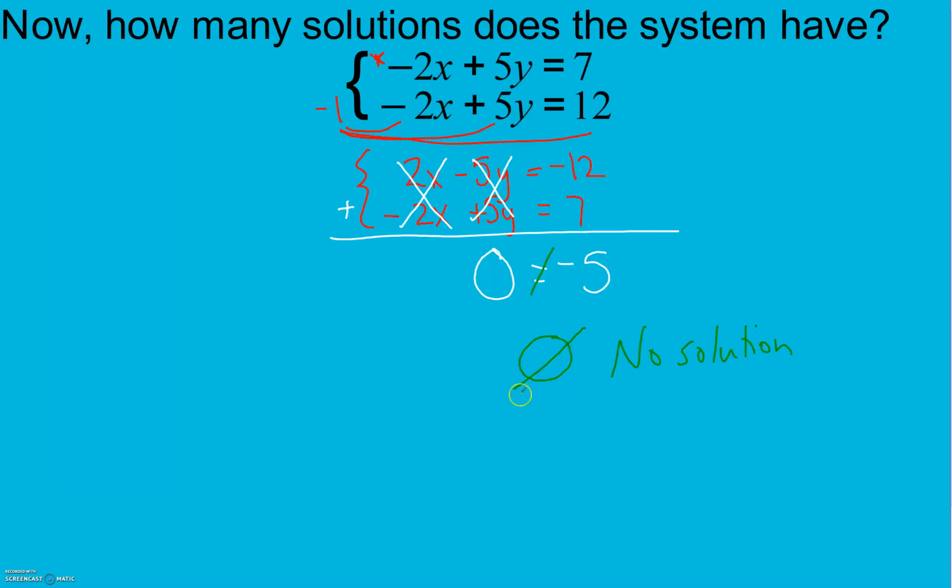Either one of those, this or this, would work as far as your answer goes. Some of you, when you solved this, might have had a positive 5 there, and that would have been because you multiplied by a negative in the other equation, and that's fine. It still gets us to that no solution. And again, we only ever get no solution or infinitely many solutions when our variables completely cancel out and are gone.